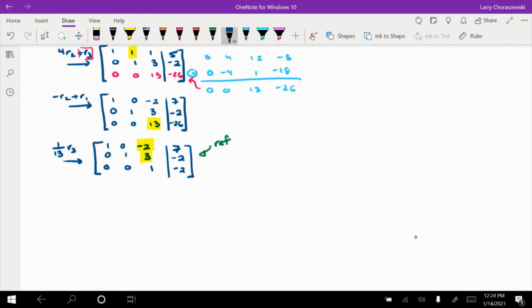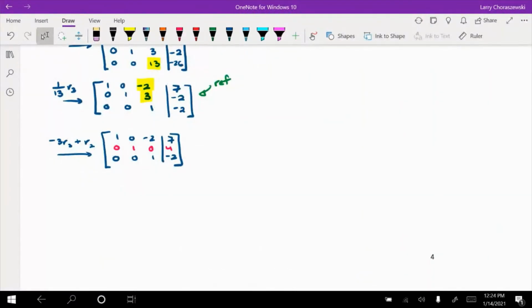So let's go over it. Next row operation you might want to do is negative 3R3 plus R2. That's going to affect the entries in row 2. Upon doing that, you'll get 0, 1, 0, 4. And last but not least, 2R3 plus R1. It's going to give you 1, 0, 0, and 3.